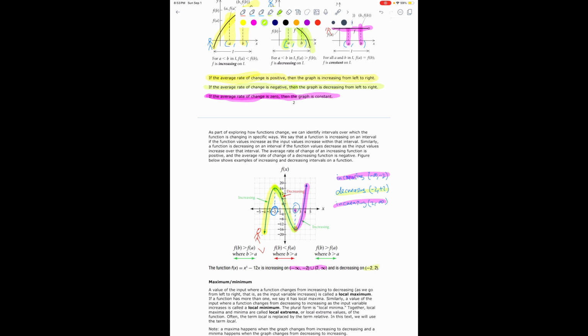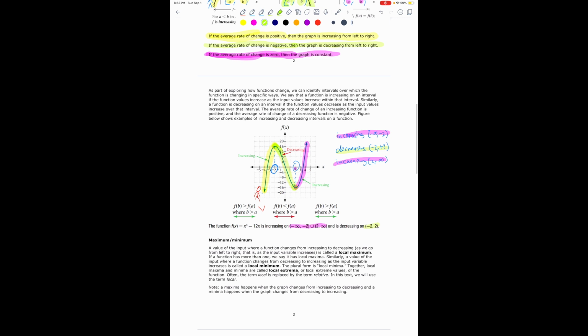These increasing and decreasing behaviors create what we call the maximum and minimum, which are basically called local maximum and local minimum. A value of the input where a function changes from increasing to decreasing as we go from left to right, that is, as the input variable increases, is called a local maximum. So if the behavior changes from increasing to decreasing, we create what we call a local maximum. And here is an example of a local maximum. If a function has more than one, we say it has local maxima, because maxima is basically the plural of maximum.